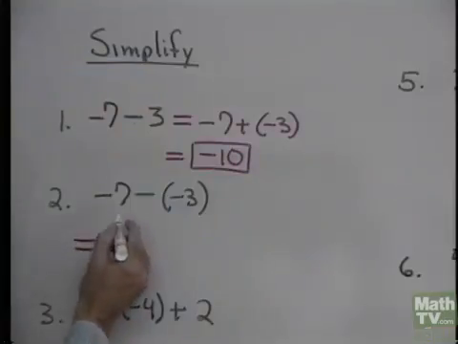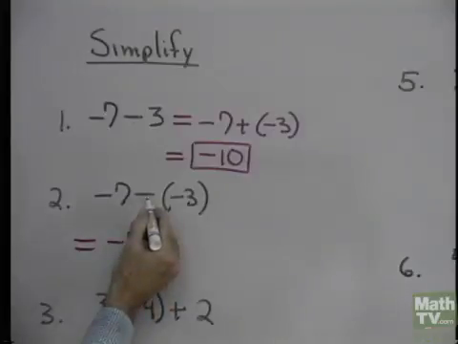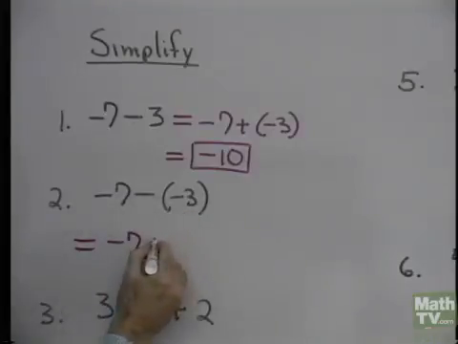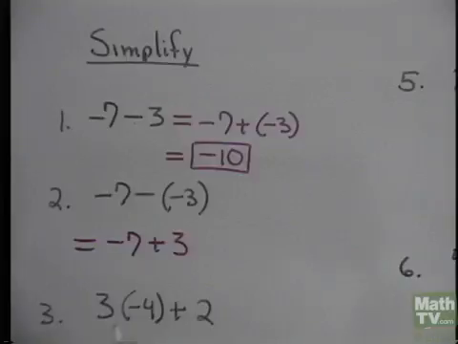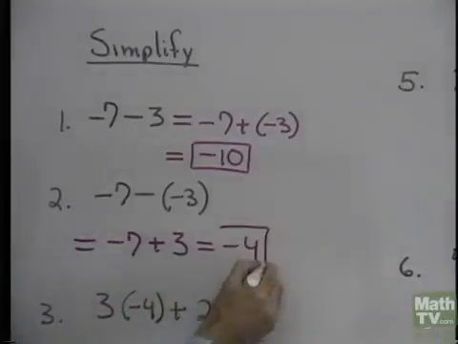So how about negative 7 subtract negative 3? That will be negative 7. Instead of subtracting negative 3, I'm going to add its opposite, positive 3. Now, negative 7 plus positive 3, that will be negative 4.